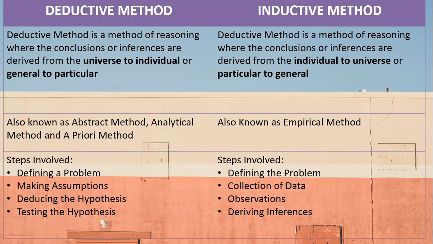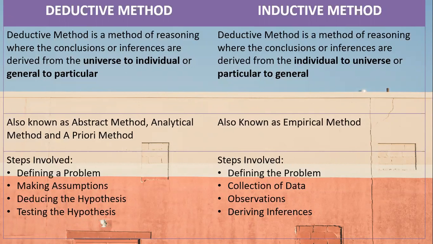But on the contrary, the inductive method is where we try to get conclusions after understanding different individual behaviors and come to a conclusion which is applicable universally to all common situations, common scenarios. Hence, the deductive method is called the abstract method, analytical method, a priori method. But the inductive method is called an empirical method because individualistic data is collected. Based on that data, conclusions are derived.